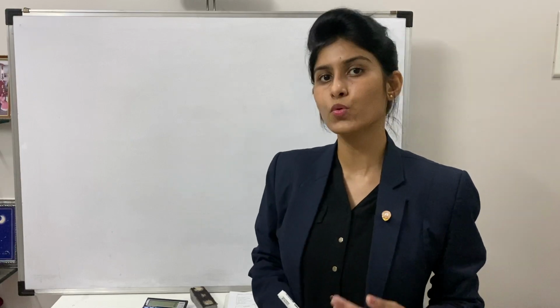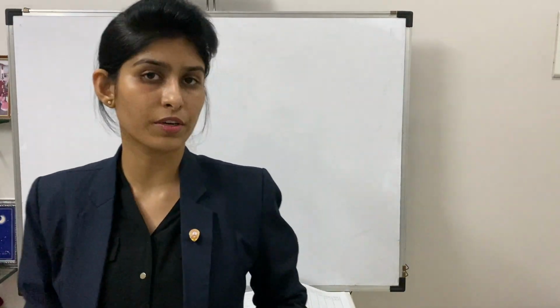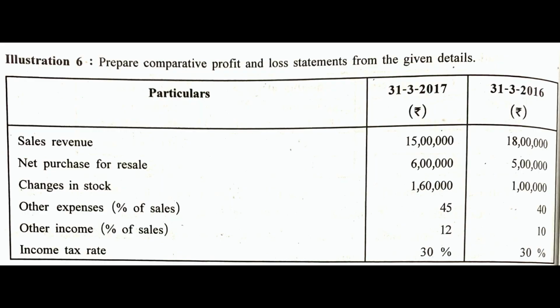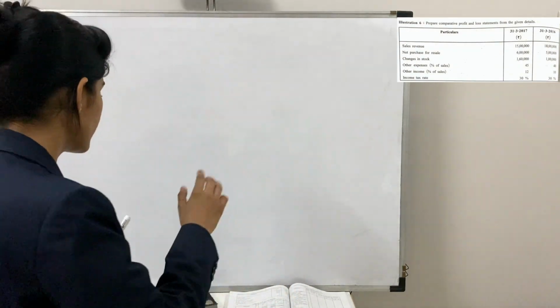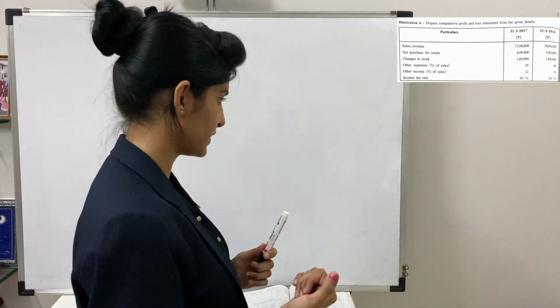In the previous video, we discussed the common and comparative size P&L account. We are thinking to move forward to trend analysis, but before that we'll practice one more sum for your P&L account. Now coming to the question. We are given something tricky, so we'll follow the working note first. In the question we are being asked, prepare comparative P&L account from the following details.